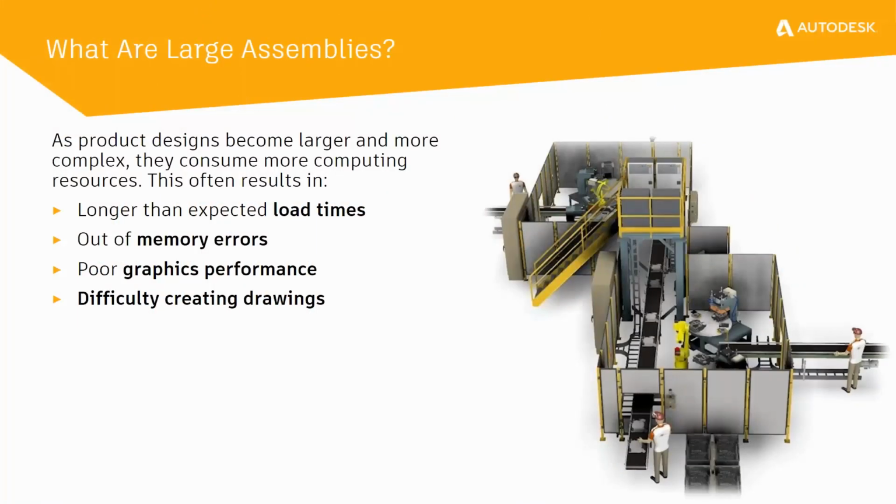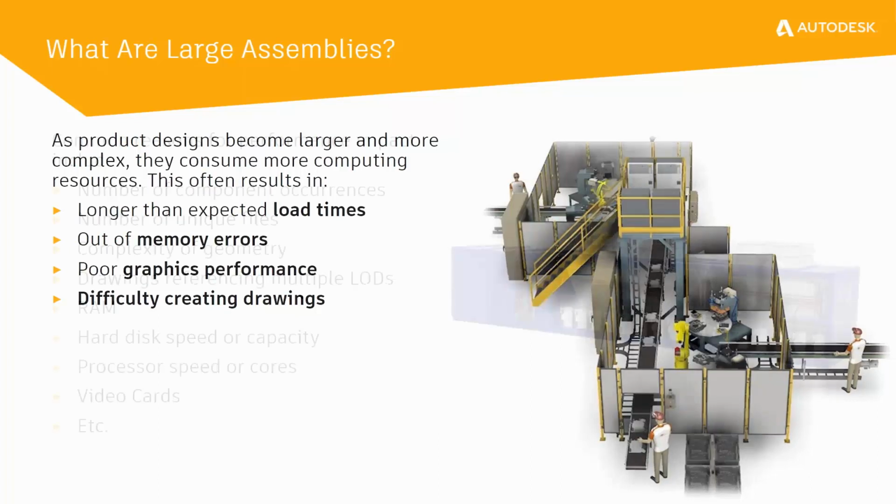Now, what are some of the telltale signs that you're working in a large assembly? Well, as your designs become larger and much more complex, they can go on to consume more computing resources, and this often leads to some of these telltale signs: longer than expected load times. You might be experiencing error messages associated with memory, either low or out of memory. You might be experiencing poor graphics performance. You might be having difficulty creating drawings. Even opening drawings can take a while. So these are just some of the telltale signs associated with that.